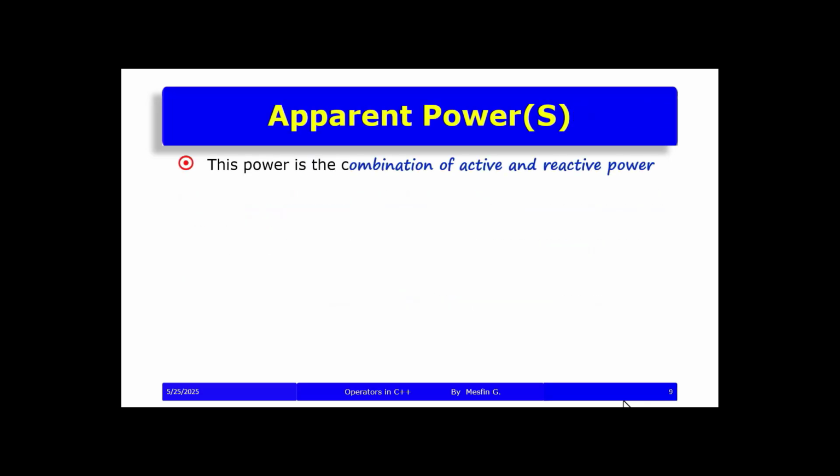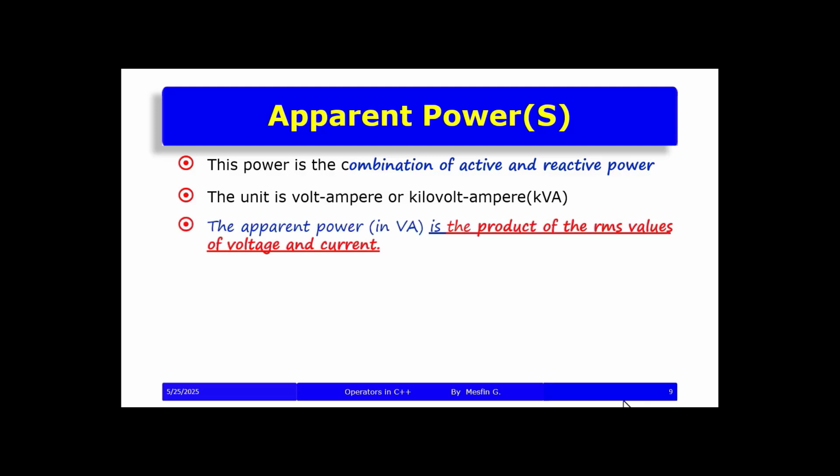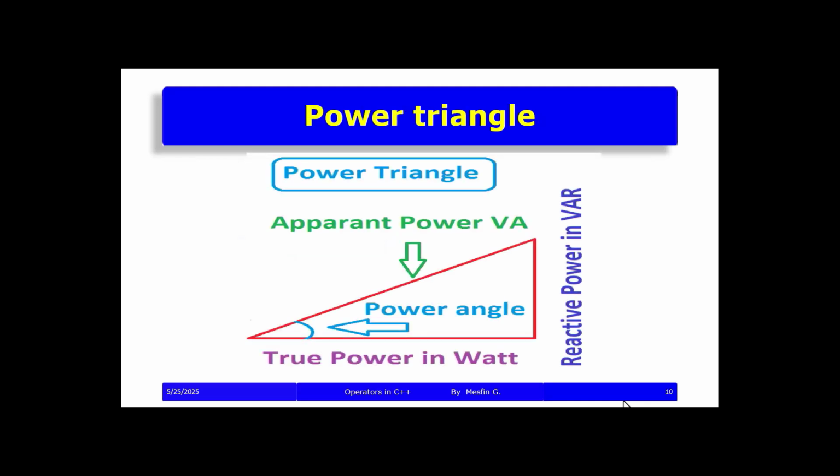The next one is apparent power. It is a sum of active power and reactive power. The unit for measuring apparent power is kilovolt ampere. And the apparent power is the product of RMS values of voltage and current, Vrms multiplied by Irms. Also, the apparent power is the sum of true power and reactive power, where S is apparent power, P is true power, and next to this one, let's see the power triangle.